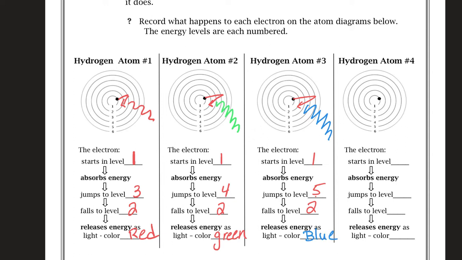Now our last atom, the hydrogen atom, has the electron starting in level 1. It's going to absorb energy, go all the way out to level 6, and fall back again to level 2, and this time, when it falls back, it's going to release the color purple. Now I don't have a purple pen, so I'm doing red and blue together to make it look a little bit purple-y. It's going to give off purple.